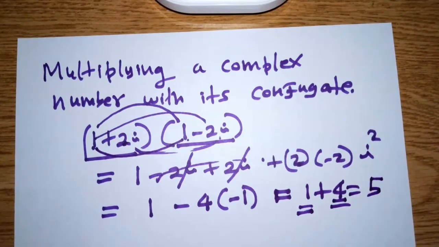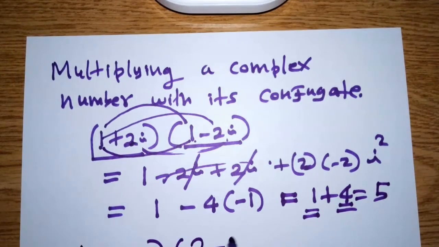So take another example. If you have 2 plus 3i and 2 minus 3i, again a number by its conjugate, the answer is very easy. You get 2 squared plus 3 squared, the second term. So the square of this part, square of this part, and that's the answer, which is 4 plus 9, which is 13. So really you don't have to FOIL at all.